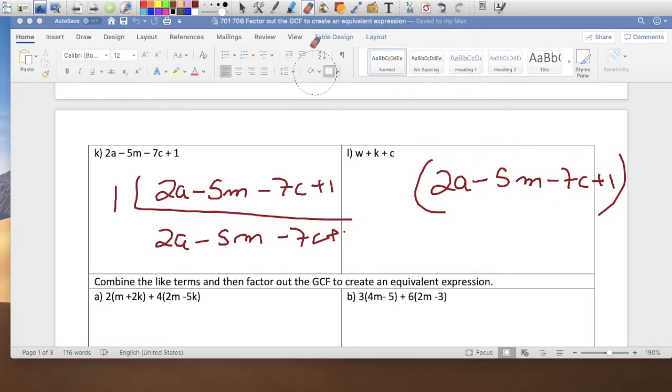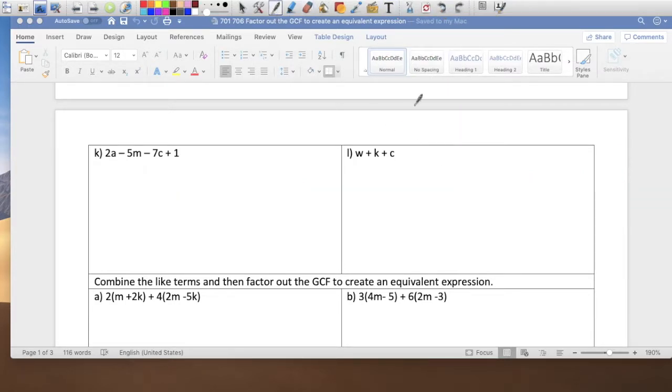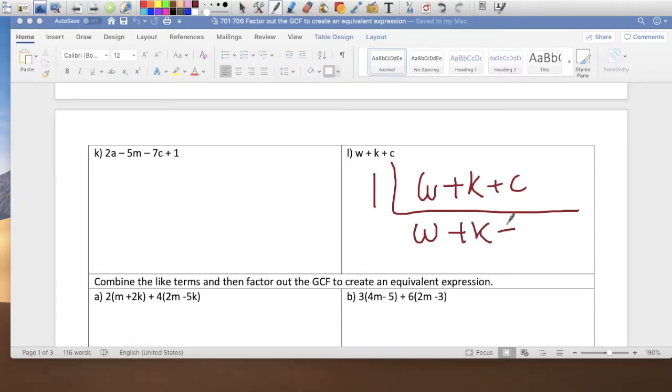Next one is the same thing. You have a w plus k plus c, and you have a 1 in front of each of the variables. So the only number that goes into that is 1. W plus k plus c. So actually, this one has no difference between that. So it'd be w plus k plus c.